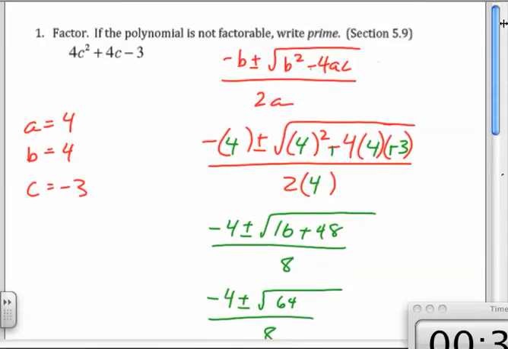So then I'm going to go back up here, and my factors for my answer are 2c minus 1 and 2c plus 3. Tell me if I was right, guys. Yep. Done. Any questions? Any quick questions on that one before we look at the next one?